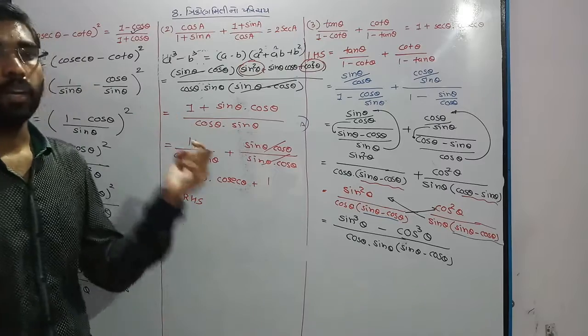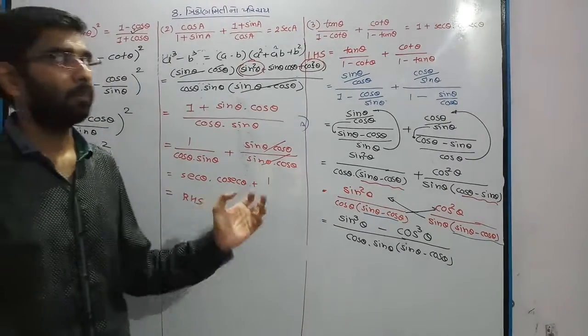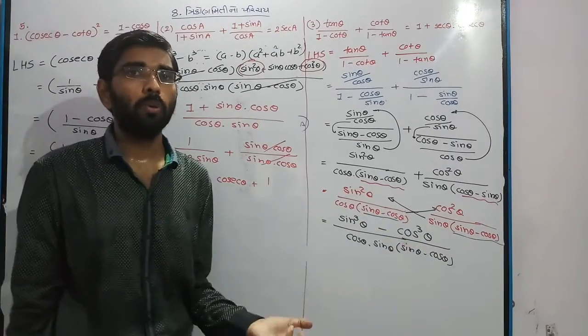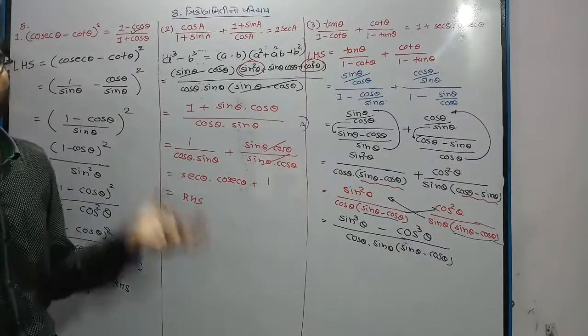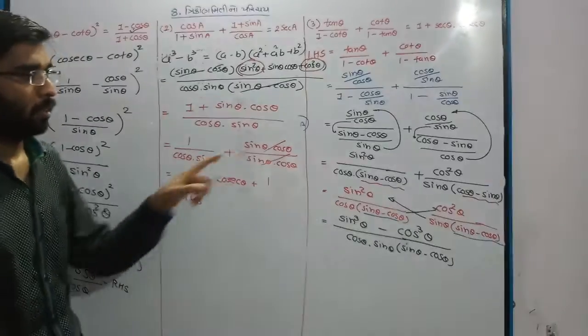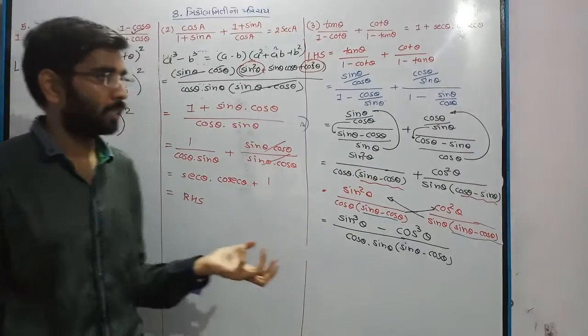You have to remember that a cube minus b cube is a minus b in the bracket of a square plus ab plus b square. Apply this to sin cube theta minus cos cube theta, put out the equation, and sin theta minus cos theta cancel. The first important step is the LCM.